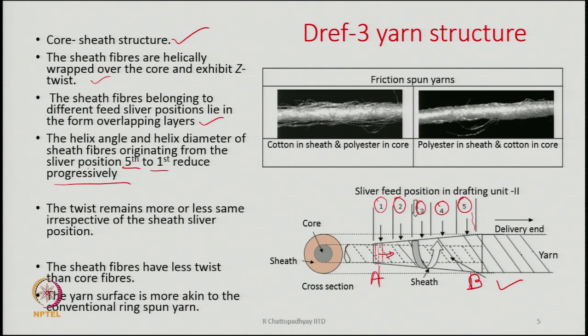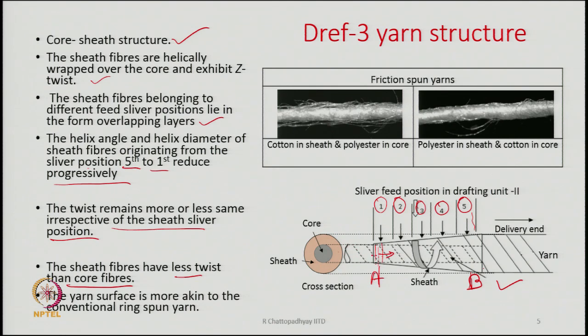The twist remains more or less the same irrespective of the sheath sliver positions. It has also been found that this really does not make much of a difference in the final twist. The sheath fibers have less twist than the core fibers. Core fibers mean the fibers in the core part of the yarn.